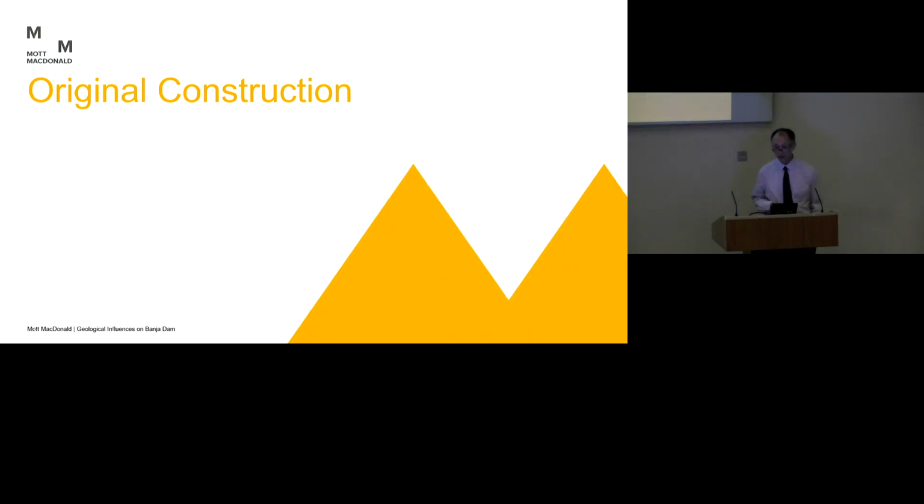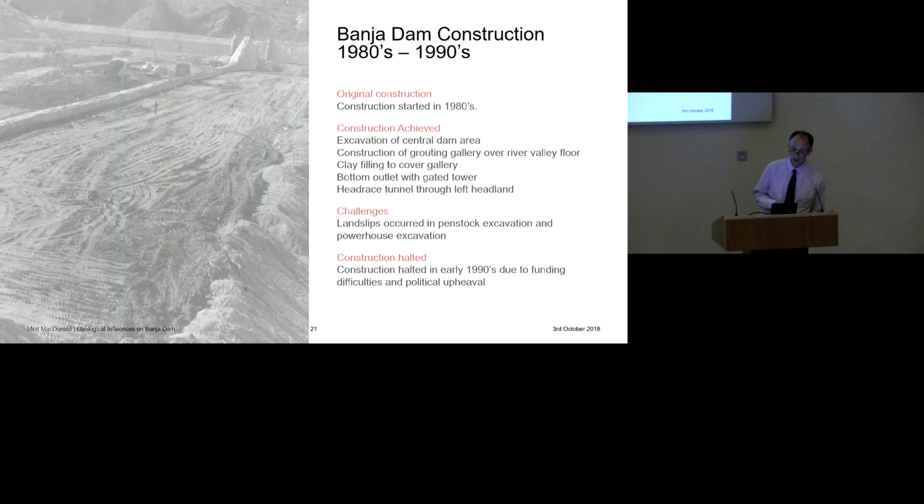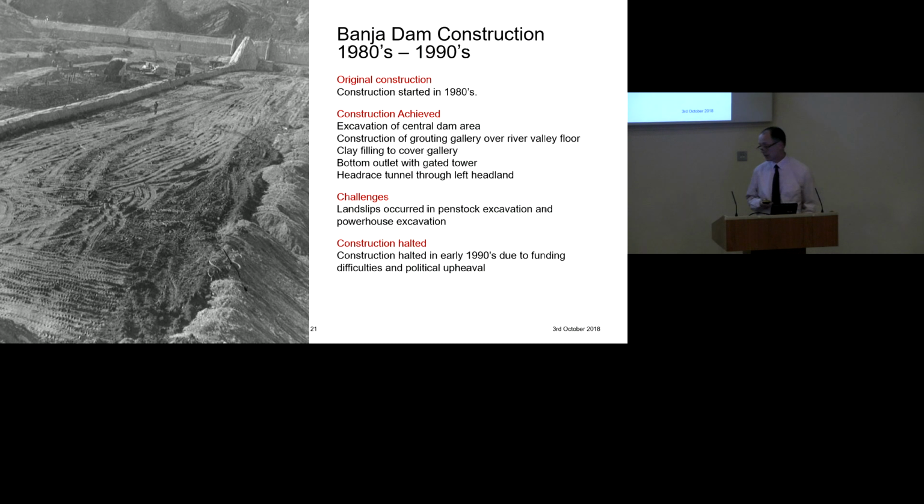Right, I'm going to move on now to talk a little bit about the construction of the dam. The original construction started in the 1980s, and they achieved quite a lot. They managed to excavate the main central part of the dam across the main river valley and found the grouting gallery on the bedrock over quite a wide section of the centre of the valley. Where in the deepest part the grouting gallery dips down, they managed to even get the clay core up and over the top of the grouting gallery as well.